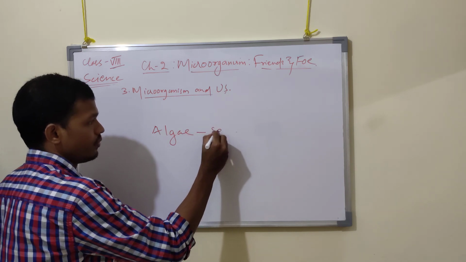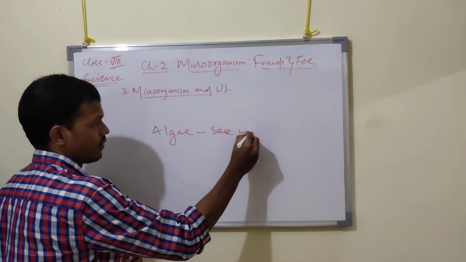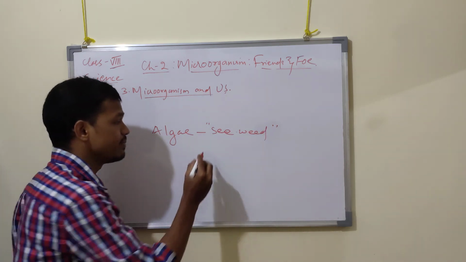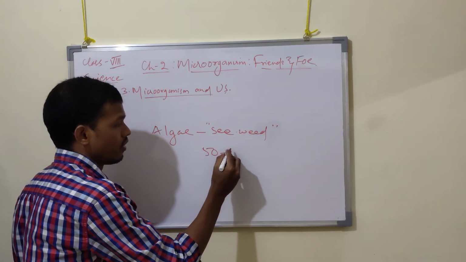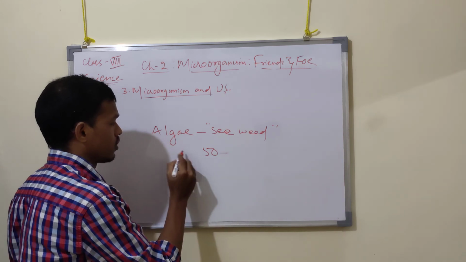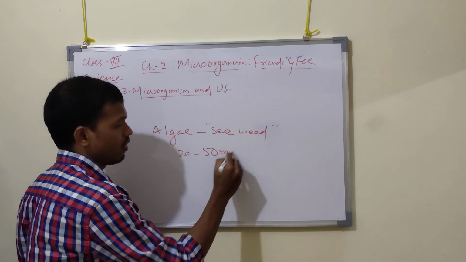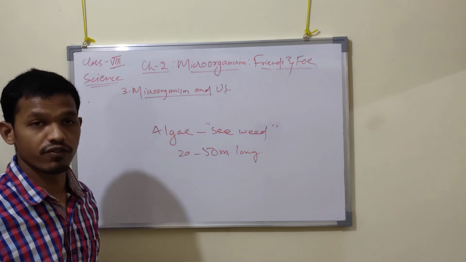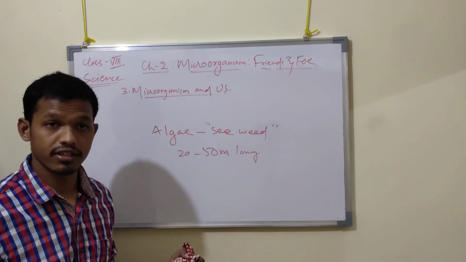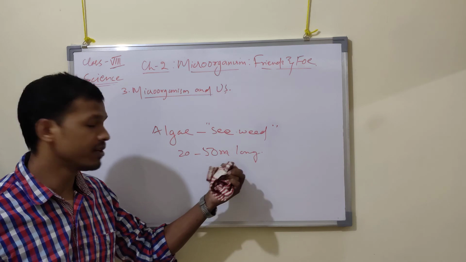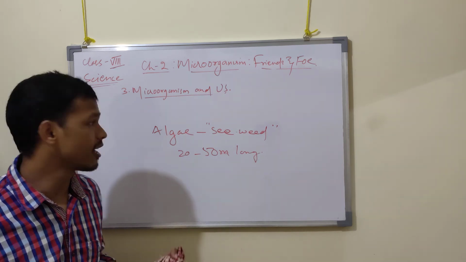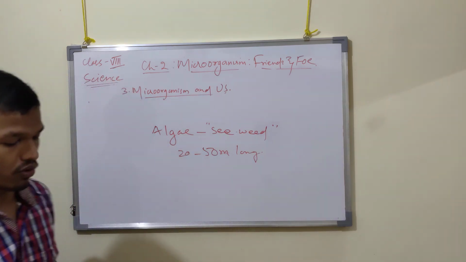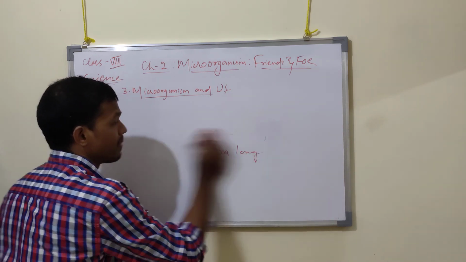They are also called seaweed. Their size varies from 20 to 50 meters long, which we can see with our naked eyes in ponds. If you see algae, it is floating on the water. There are different types of algae. This is also part of microorganisms.